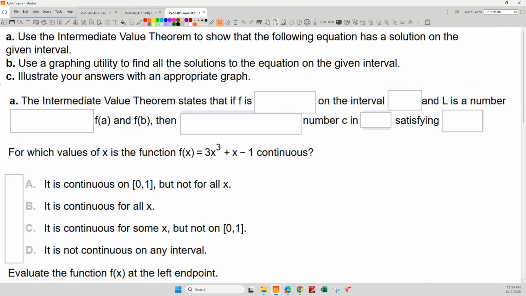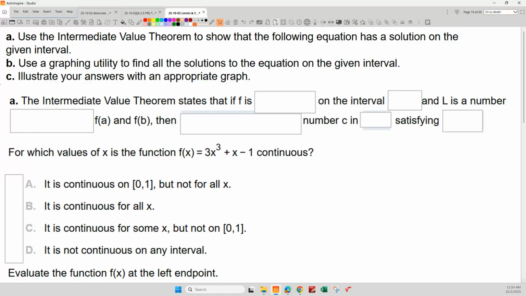Use the intermediate value theorem to show that the following equation has a solution on the given interval. Then use a graphing utility to find all the solutions to the equation on the given interval and illustrate your answers with the appropriate graph. So really, this is a graphing utility question. For B and C, you're expected to use a graphing utility. You don't have to necessarily, but it makes it a lot easier, and maybe it's required.